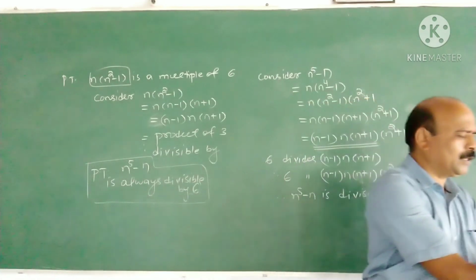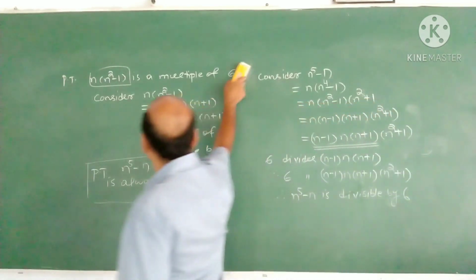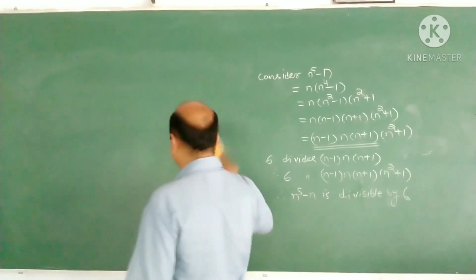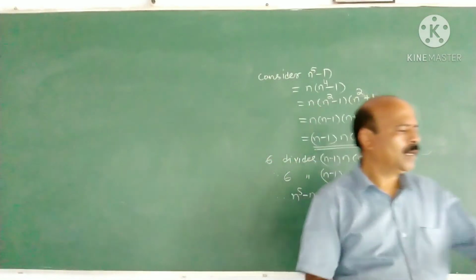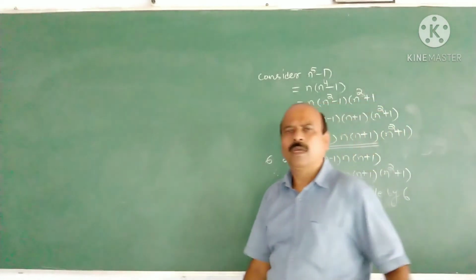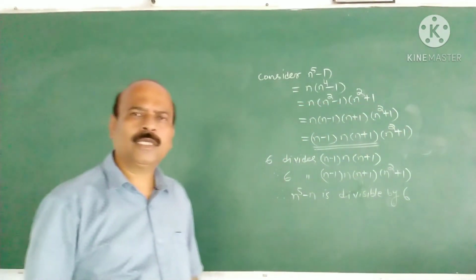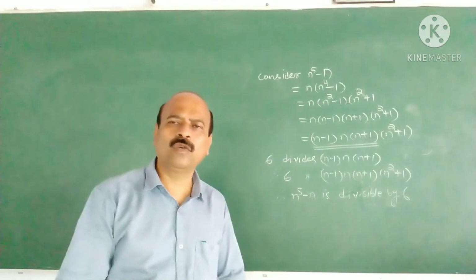Here the only thing is, in many of the problems we have to use this result. What is the result? The product of r consecutive integers is divisible by factorial r. That result.